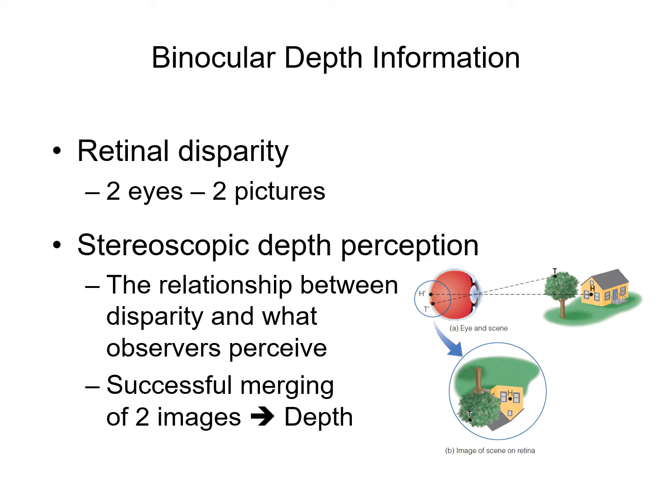But remember, we have two eyes, so we're getting two pictures. And those two eyes are about 6 centimeters apart on the face, and so we're getting this disparity between the two retinas. There are slight differences in those two pictures that give us this rich stereoscopic depth perception. And we're going to be examining the relationship between disparity and what observers perceive, because it is the successful merging of those two images from those two retinas that's going to lead to this stereoscopic depth perception.